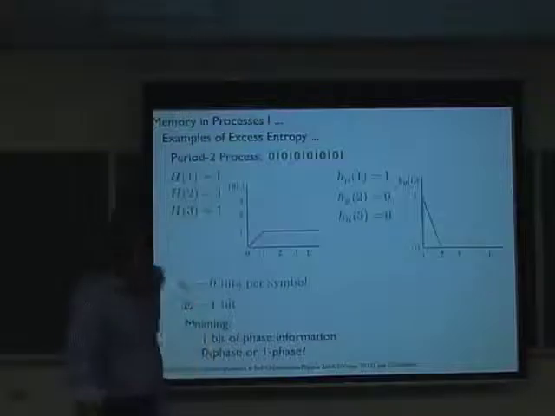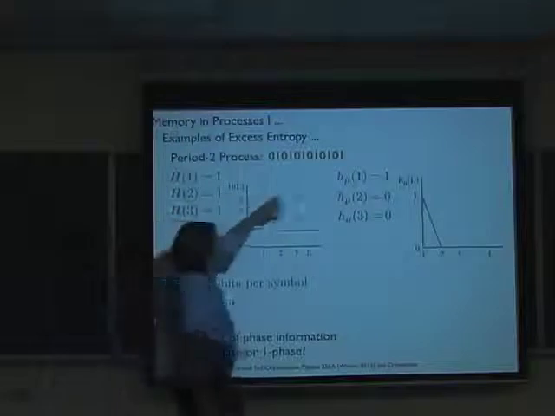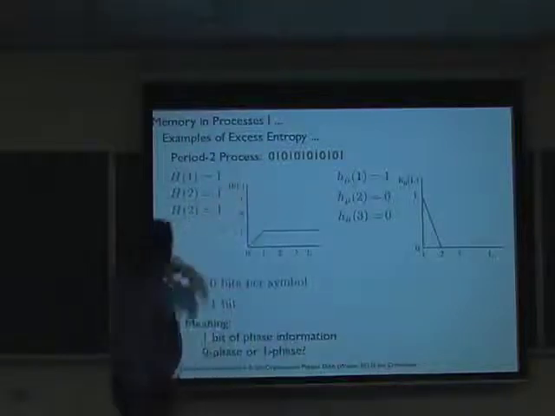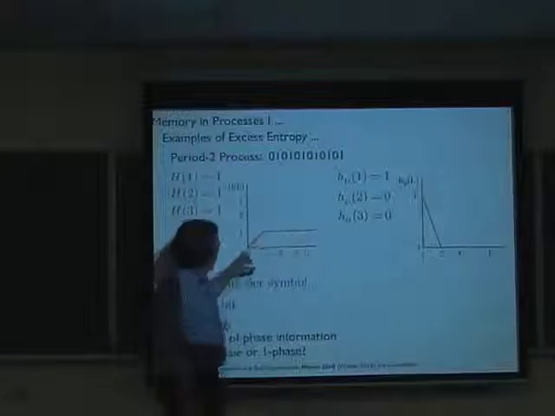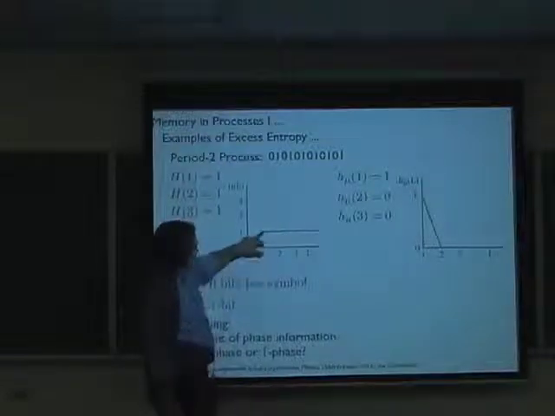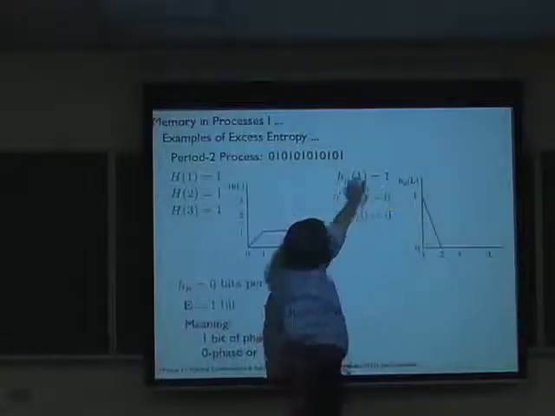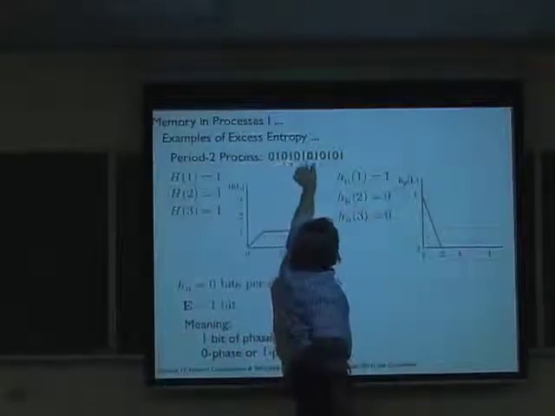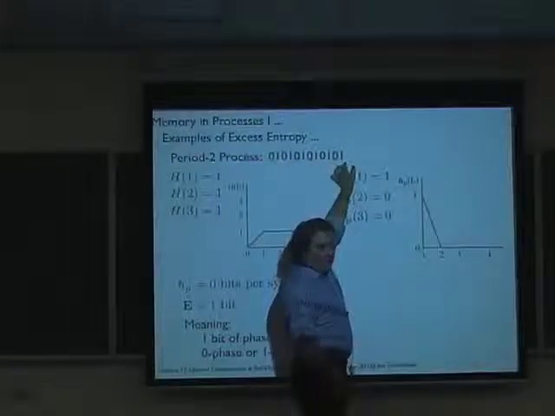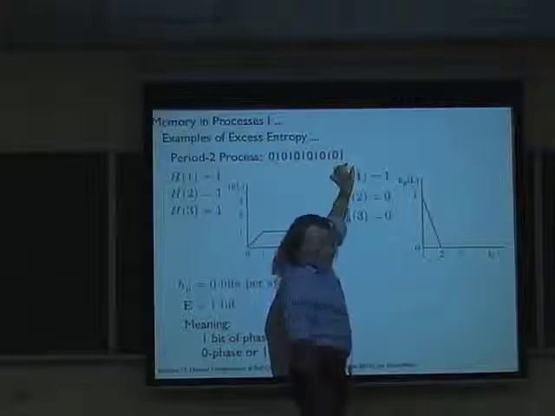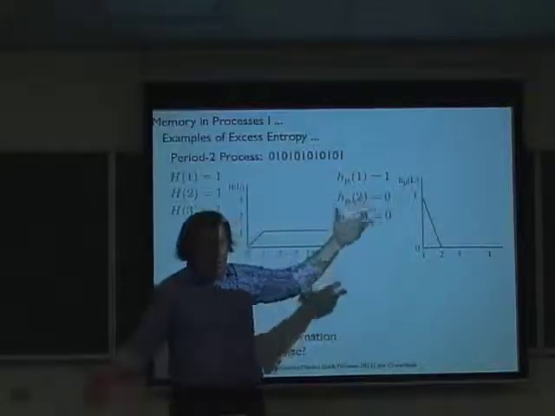We've talked about the period 2 process before. So 0, 1, 0, 1, 0, 1. And we showed the block entropy curve. It's easy to calculate. It just goes up at length 1. At length 1, it's just 1 bit, right? I mean, if I'm looking at this with a window of length 1, the statistics are 50-50 for zeros and ones. It looks like a fair coin with L equal 1. So that's an example of overestimating the entropy rate at L equal 1.